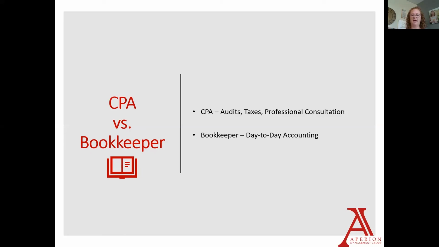Our role is really to act as the bookkeeper of the day-to-day accounting. And so, occasionally we'll bring in the CPA to talk to the board if they have questions about any of those things. Those aren't always things that our managers are going to be able to answer for you, but we will get you those resources.